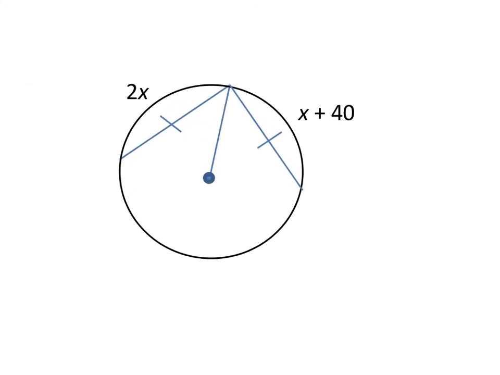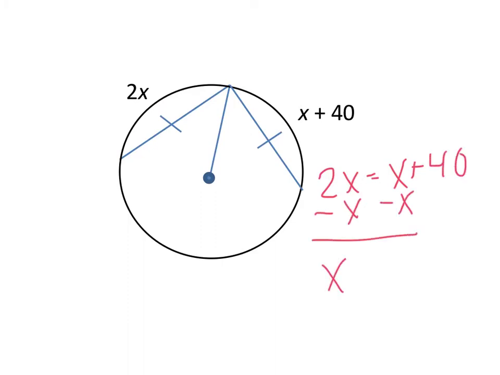You are given these two arc measurements, which are 2x degrees and x plus 40 degrees. You know that two chords are congruent, therefore based on that theorem, their arcs are also congruent. So you would know that 2x is equal to x plus 40. And to solve for x, you subtract, and you would get x equals 40.